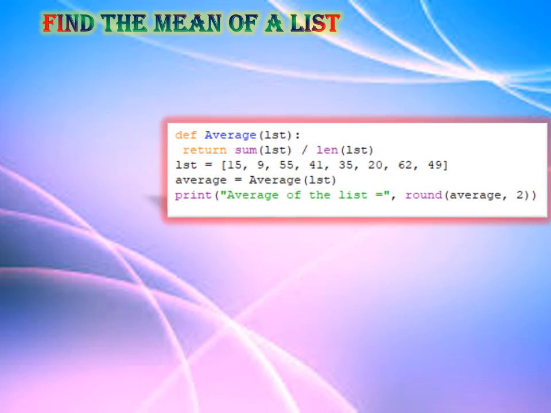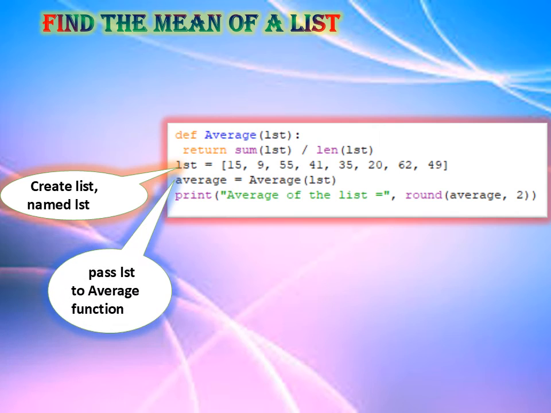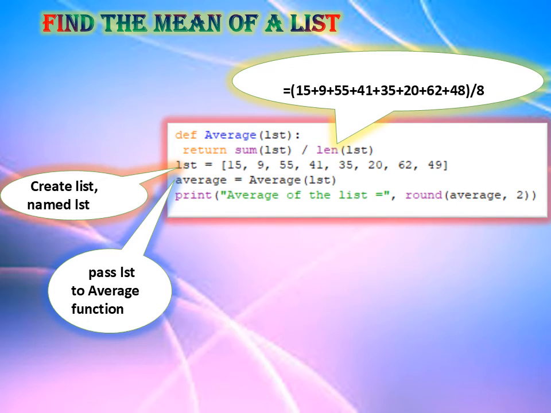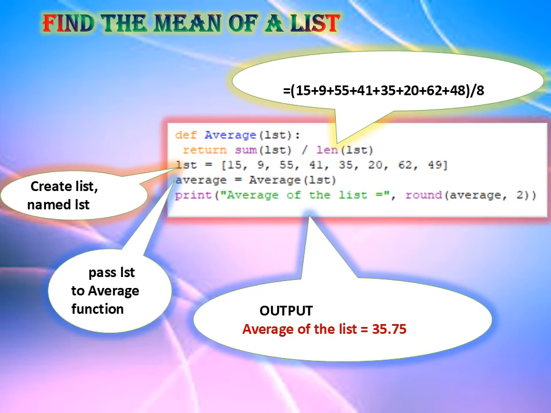And next, find the mean, that is the average of the list. So the list created is named lst, and next we are passing the list values to the average function, and those values are added and divided by the number of values. Using the sum function, we add all the values, and using the length we can find the number of elements. So the 8 values are divided by the number of elements 8, and finally we got the result 30.75.